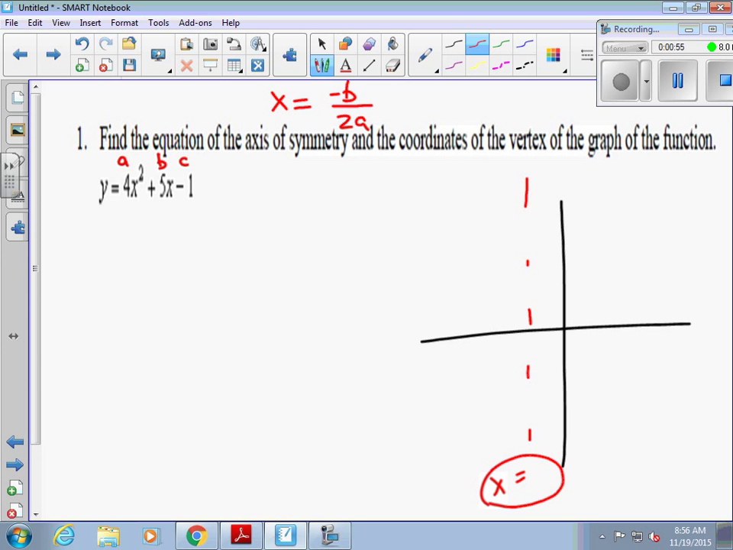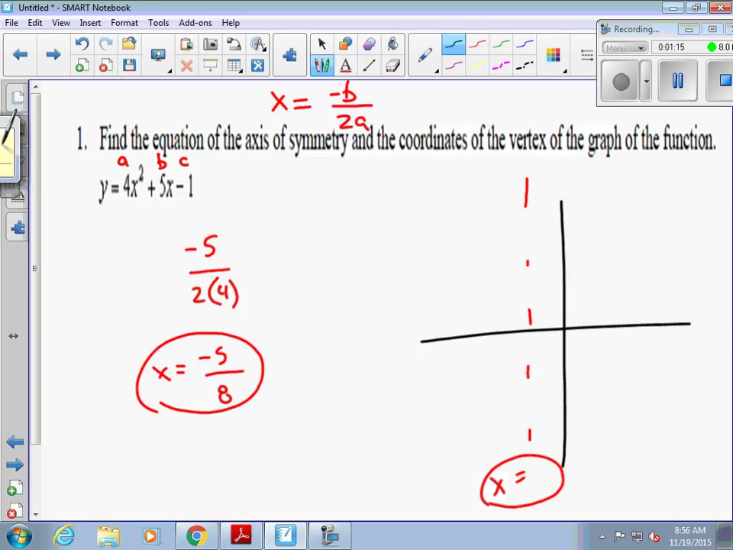So negative b would be negative 5 over 2 times a. 2 times a's value is 4. So negative 5 over 2 times 4 is 8. That's what x's value is, negative 5 over 8. Okay, so if we use this same graph that I already drew, negative 5 over 8 would be 5/8, right past 4/8 or 1/2. So right past 1/2, it would be about right there on a graph. But that x value is negative 5 over 8.